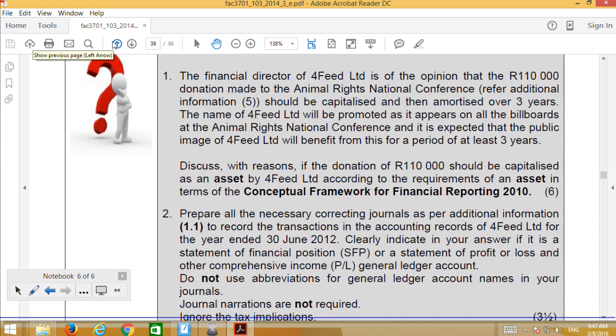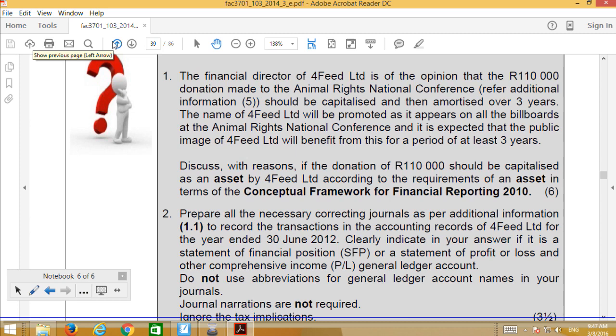The financial director made a donation to the Animal Rights National Conference for 110,000 Rand. Now he wants to capitalize it and amortize it. So he made a donation and he wants to recognize it as an asset. And the reason for that, he says, is because the name of the company will be promoted. It will be on the billboards at the conference. And it's expected that the public image will benefit for at least 3 years. They come up with the funniest things. Discuss if the donations should be capitalized as an asset.